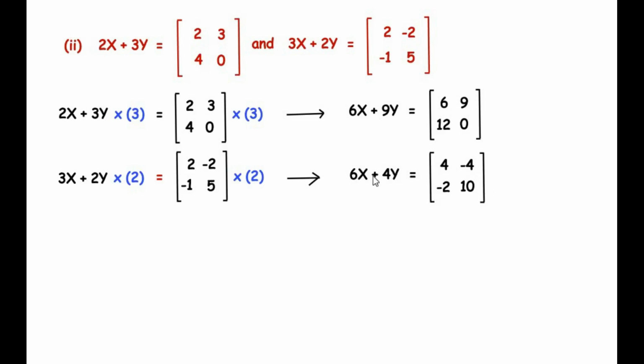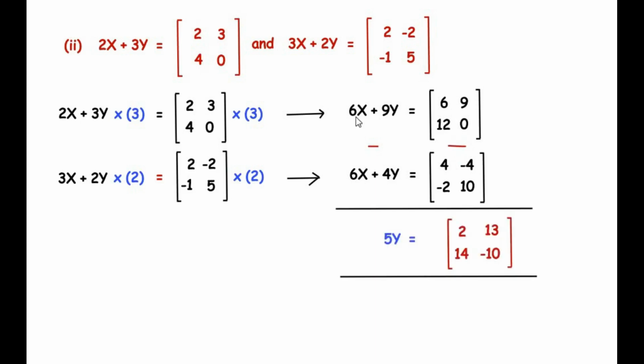Now let us subtract the second equation from the first equation. So subtracting the left hand sides and subtracting the right hand sides, we get 6x minus 6x, these two will get cancelled. Now 9y minus 4y gives us 5y is equal to, now every element of the second matrix gets subtracted from the first matrix. That is 6 minus 4 is 2. 9 minus of minus 4 is plus 4, so 9 plus 4 is 13. 12 minus of minus 2 is plus 2, so 12 plus 2 is 14. Now 0 minus 10 is minus 10. Now we got 5y is equal to this matrix.